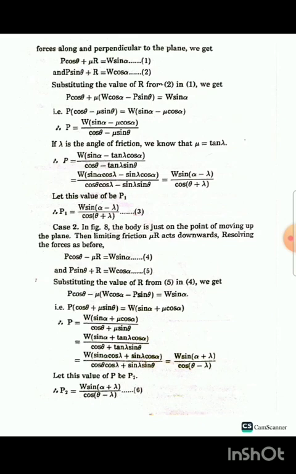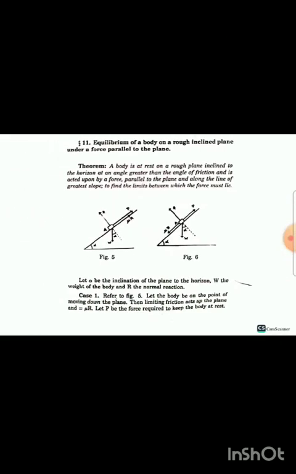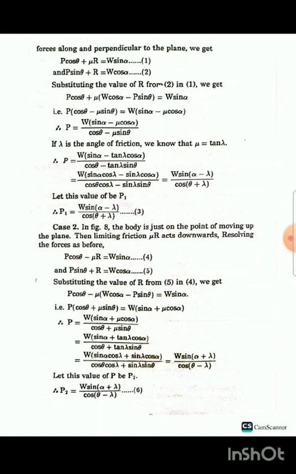Next, case 2, for which we refer to figure 6. The body is just on the point of moving up the plane, so obviously the limiting friction acts down the plane. The limiting friction μR acts downwards. Resolving the forces as before, we write P cos θ − μR = W sin α. Mark it as equation number 4. And P sin θ + R = W cos α. This is equation number 5.